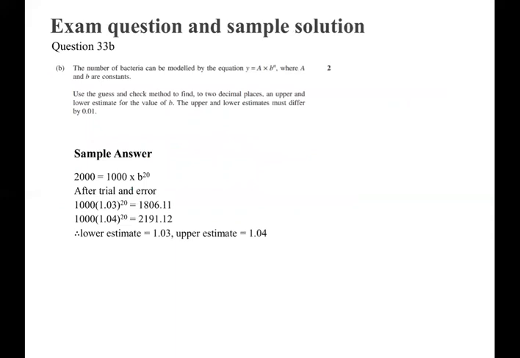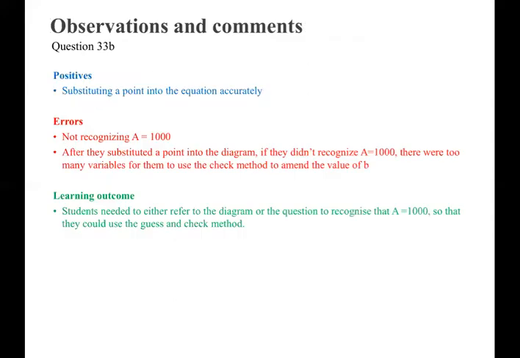Now, 33B, on the other hand, caused heaps of problems. So they had an equation there. They were told A and B were constants. They were told to use a guess and check method to find two decimal places, an upper and lower estimate for B, and it must differ by 0.01. So they got 1.03 and 1.04.